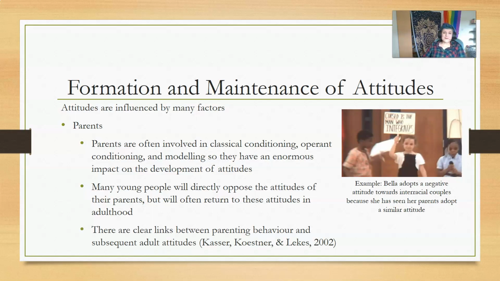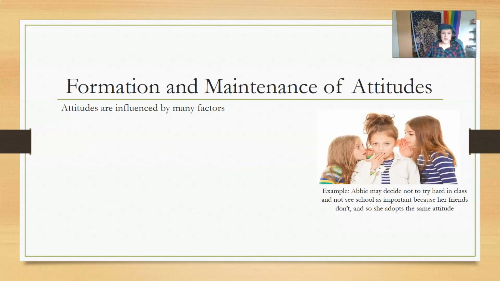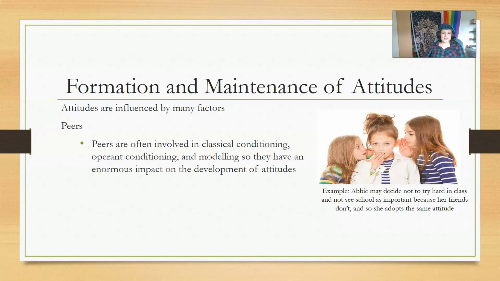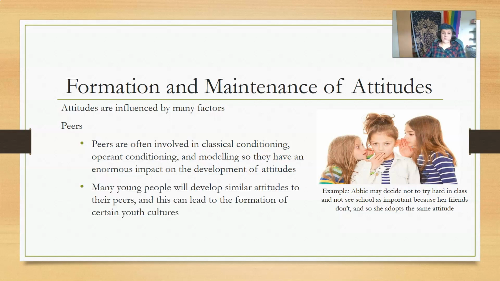There are clear links between parenting behaviour and subsequent adult attitudes. So again, if your parents display one type of attitude, then you are likely to show that as well. Similarly to parents, peers are also very important in attitudes formation. They're also involved in classical conditioning, operant conditioning, and modelling.